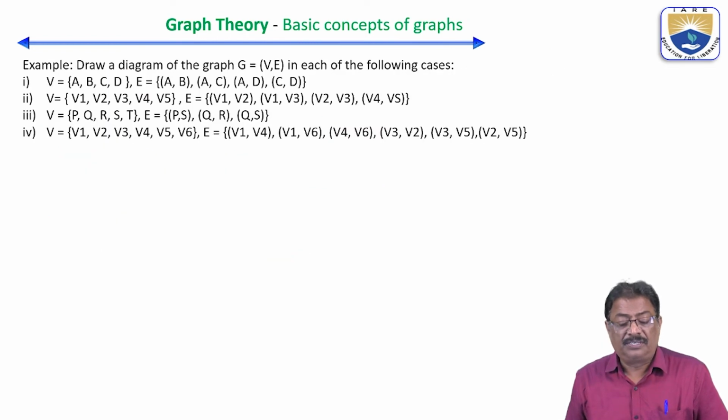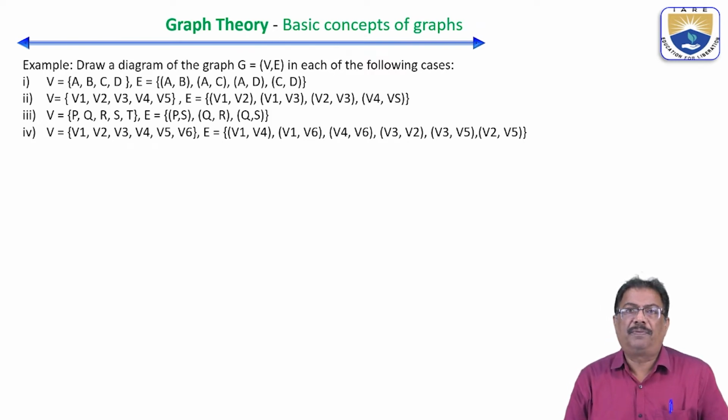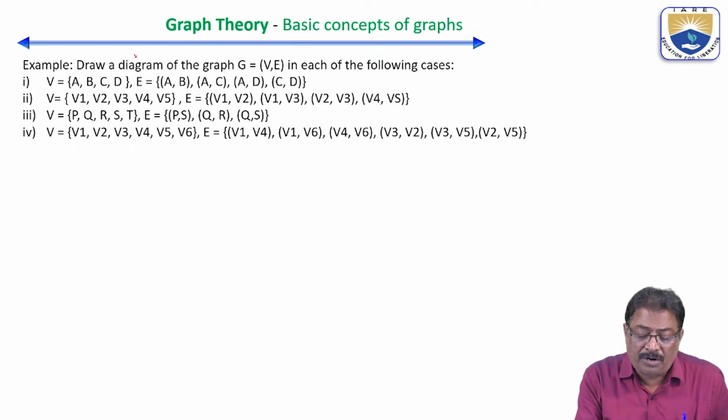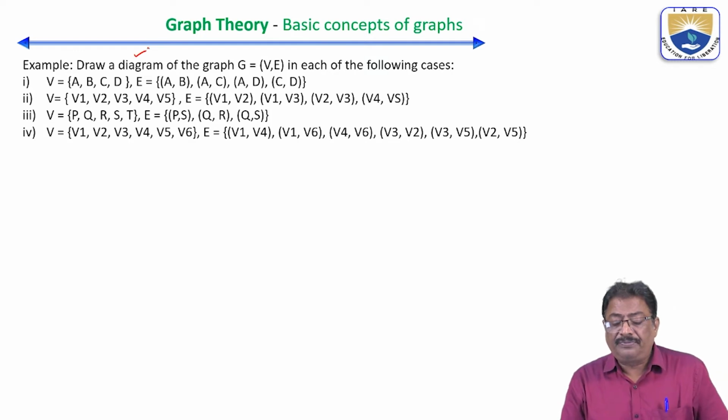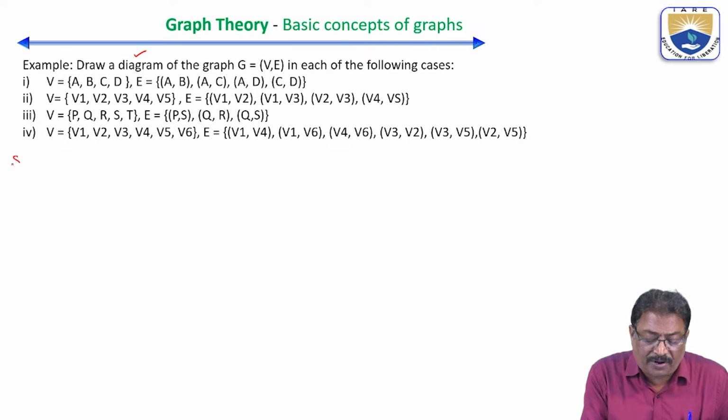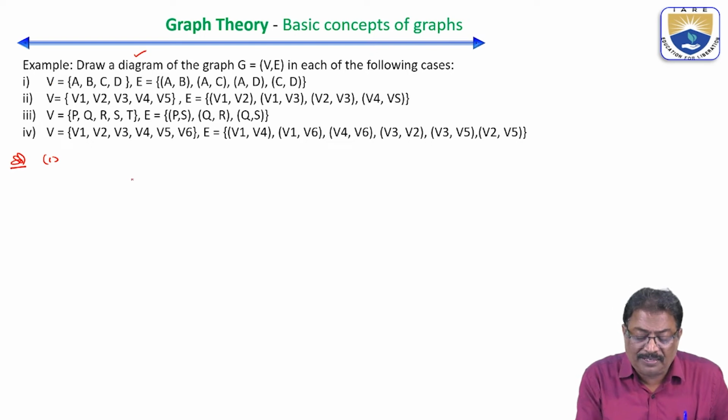Now here, there are some simple problems. We are going to draw a diagram of a graph for each of the following. The first one has a vertex set given. I am just taking it in any order: A, B, C, and D.